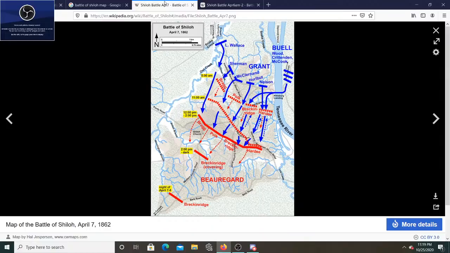Now, granted, Grant did receive reinforcements from his own army, that being Lew Wallace's division, which did pretty well on April 7th. But still, this idea that somehow Grant would have won on April 7th without Buell, I think is very, very silly. Buell, to me, is the decisive element of Shiloh. So without Buell, would Grant have had to stay on the defensive? I mean, he claims he wanted to attack.